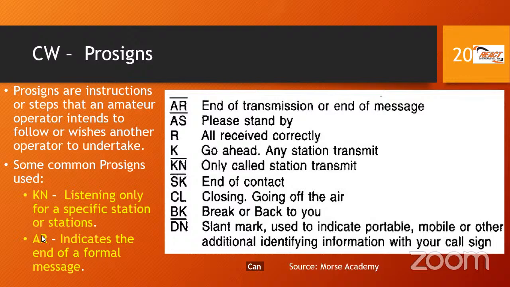The other one is AR or Alpha Romeo. AR means that you have come to the end of a formal transmission or a formal message. So KN and AR are the two pro signs that we need to learn for the exam. They're right here in bullet points, yellow for you. We have some extra information here so you could see where these two come in and some of the others that exist. Take a look at those.